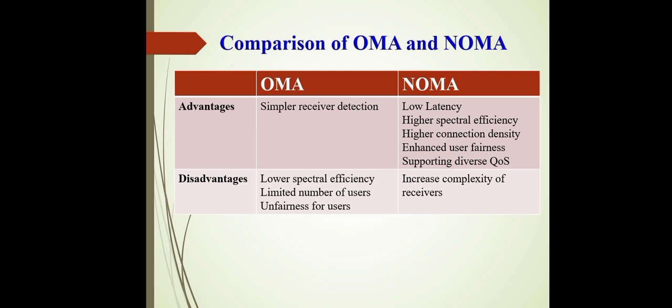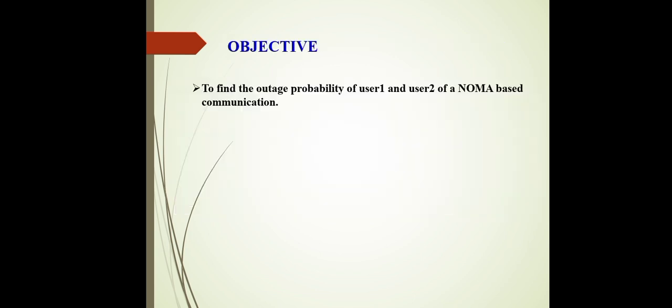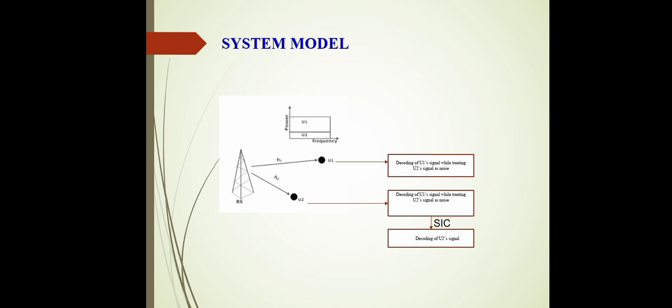For a better understanding of NOMA, I am going to find the outage probability. Understand? So I have taken two users for that, user 1 and user 2. Our objective is to find the outage probability for user 1 and user 2 of a NOMA based communication. Here we have taken the system model. As I explained earlier, from the base station to user 1 there is a channel coefficient H1 and from the base station to user 2 there is channel coefficient H2.